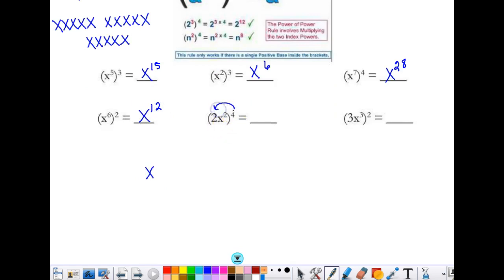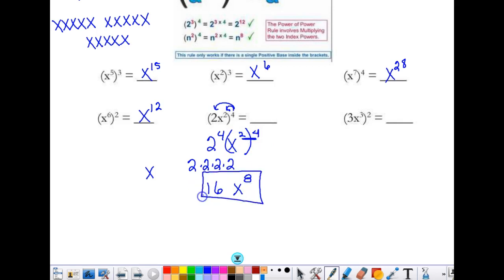Now here, the 4 is bossing around the 2 and the x squared. So 2 times 2 times 2 times 2 is 16. And then you have a power to a power, so you multiply and you get 16x to the 8th. Same thing here. This 2 is bossing around the 3 and the x to the 3rd. So you get 9x to the, you're going to multiply, 6th.